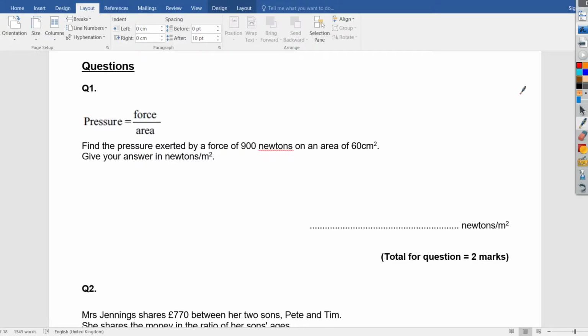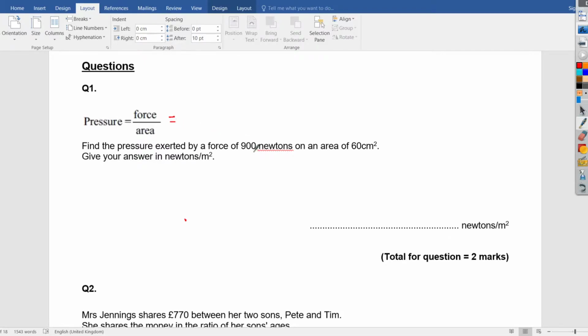Okay, so first question, pretty straightforward. All it's asking you is to calculate the pressure. So find the pressure exerted by a force of 900 newtons on an area of 60 centimeters squared. Give your answer in newtons per meter squared.